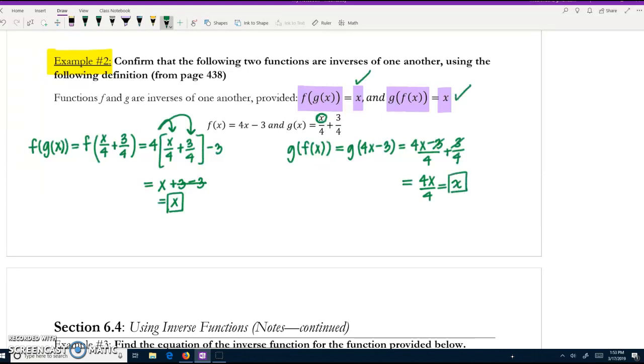So those functions are inverses of one another. And again, I could have found that out using the flipping of the x and the y and then solving to get y by itself, and I would have gotten that same result, but I can also check it this way too.